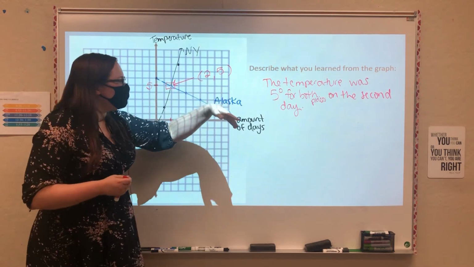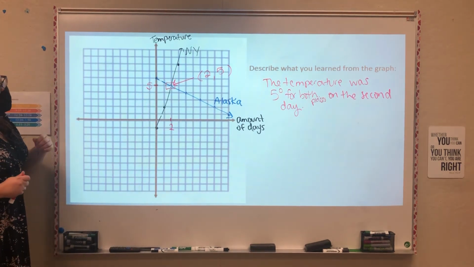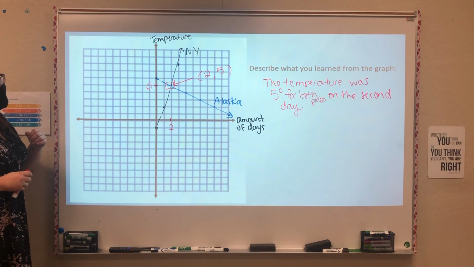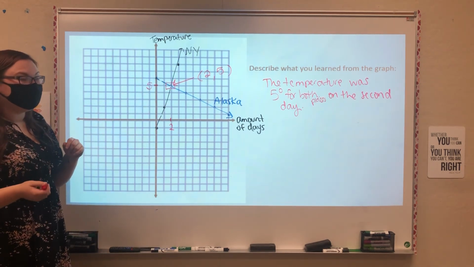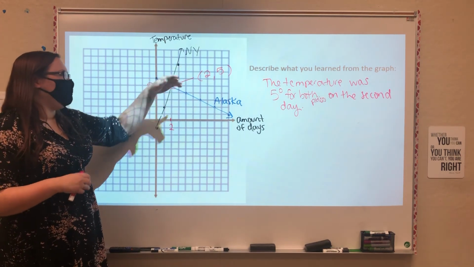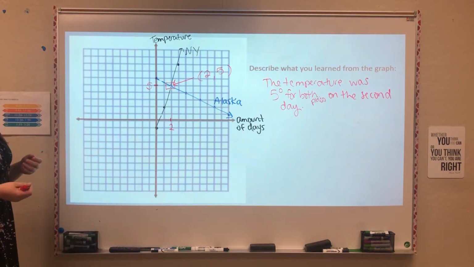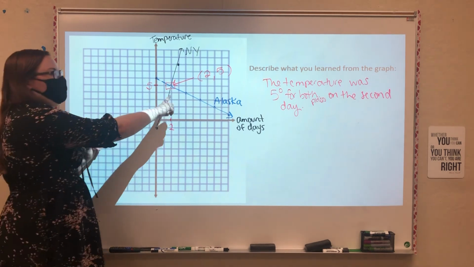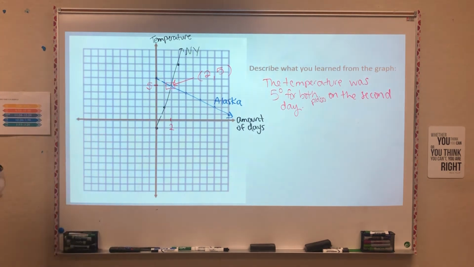After day 2, just compare the temperatures. After day 2, in New York, it is a higher temperature than Alaska. Yep. So you could say after day 2, temperature in New York is higher. You could say after day 2, the temperature in Alaska is colder, and do even more comparison. But at a minimum, I really want to focus on what that intersection point there means.